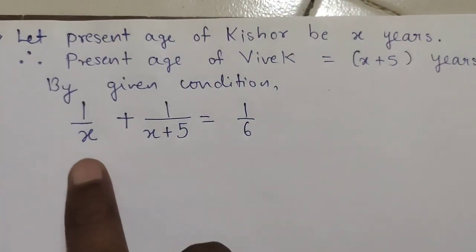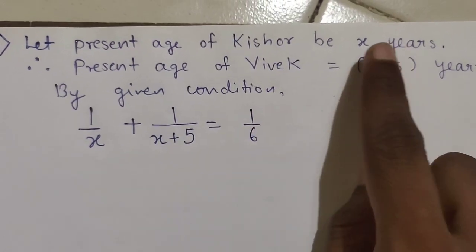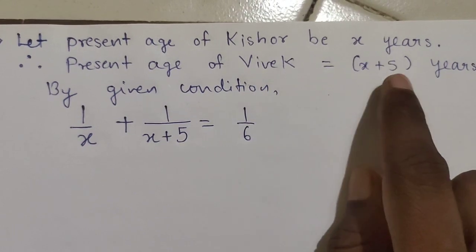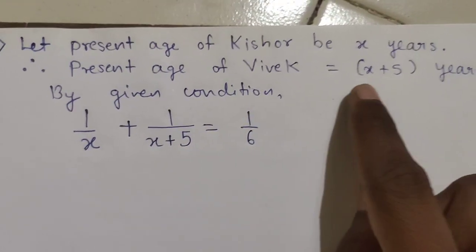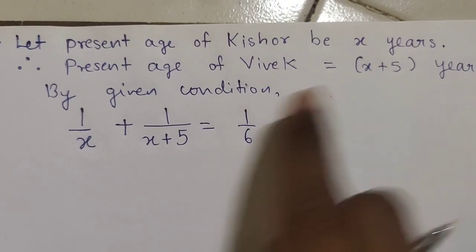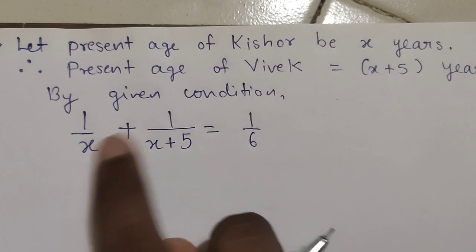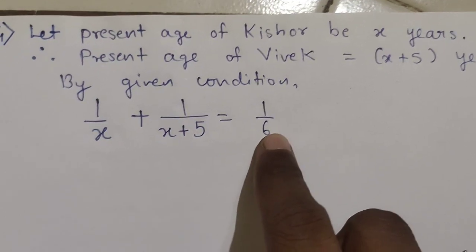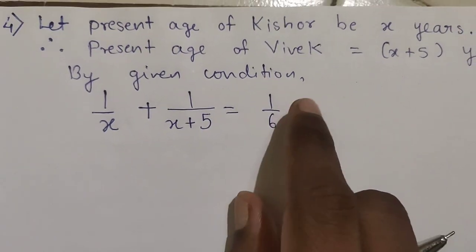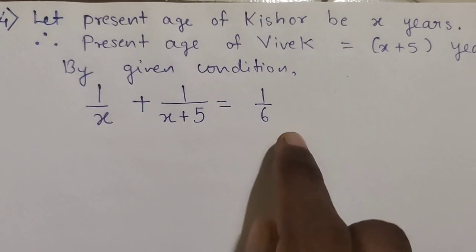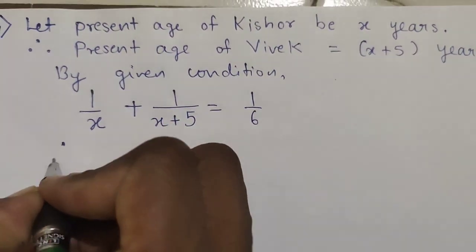So we have taken the reciprocal of Kishore's age and the reciprocal of Vivek's age. The reciprocal of X plus 5 becomes 1 upon X plus 5, and the sum of these two is given to you, that is 1 upon 6. Now we are going to simplify this and make it a quadratic equation. So let us do that.